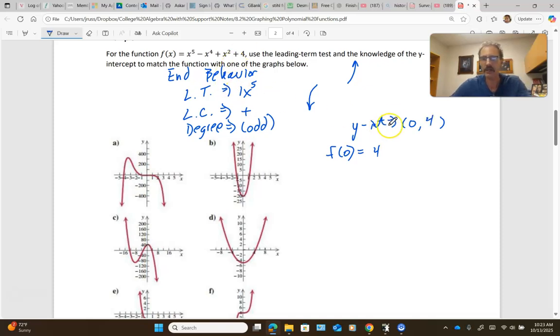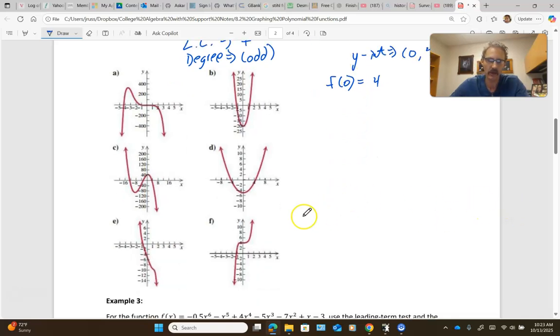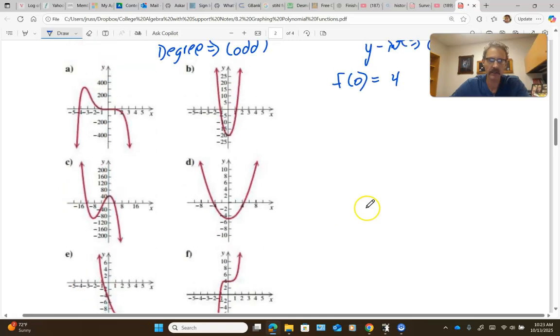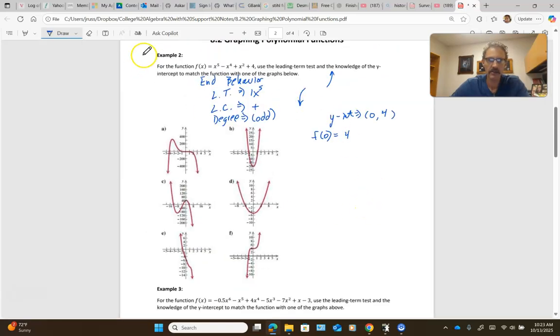So your y-intercept is this point, 0, 4. Or in other words, our function is going to cross the y-axis at 4. That's actually what we see with this function right here. Okay, so the answer to number 2 is F.